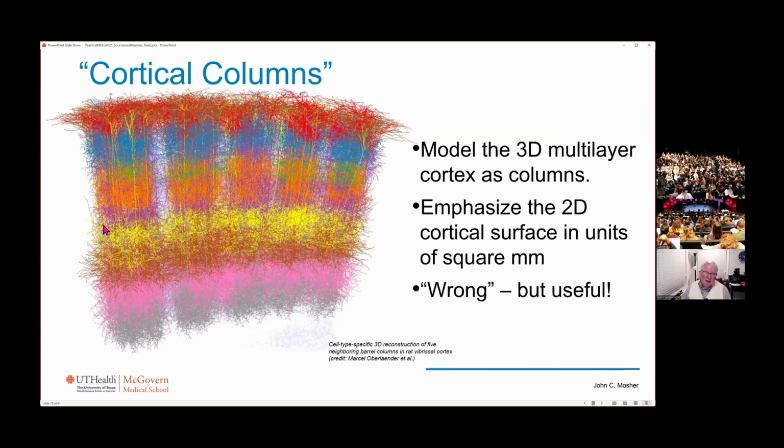So it's wrong in that we're not really attending very well to the transcolumnar activity going on, but it definitely helps us simplify our interpretation of what is actually a very 3D multi-layer cortex, and instead a 2D cortical surface that we represent in units of square millimeter. So we'll be talking about that quite a bit. How many square millimeters of cortex do you think we're seeing? And then the underlying assumption is, yeah, it's just a compression of everything happening underneath. So a very useful model to use.